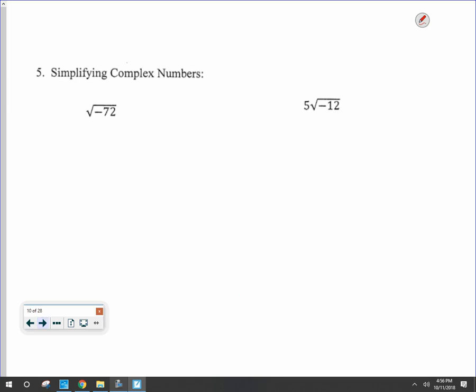Now we're going to simplify radicals. Here's where we're talking about complex numbers, or i. So anytime you have a negative square root, you're talking about i. Now you also have to break down or simplify the square root of 72.